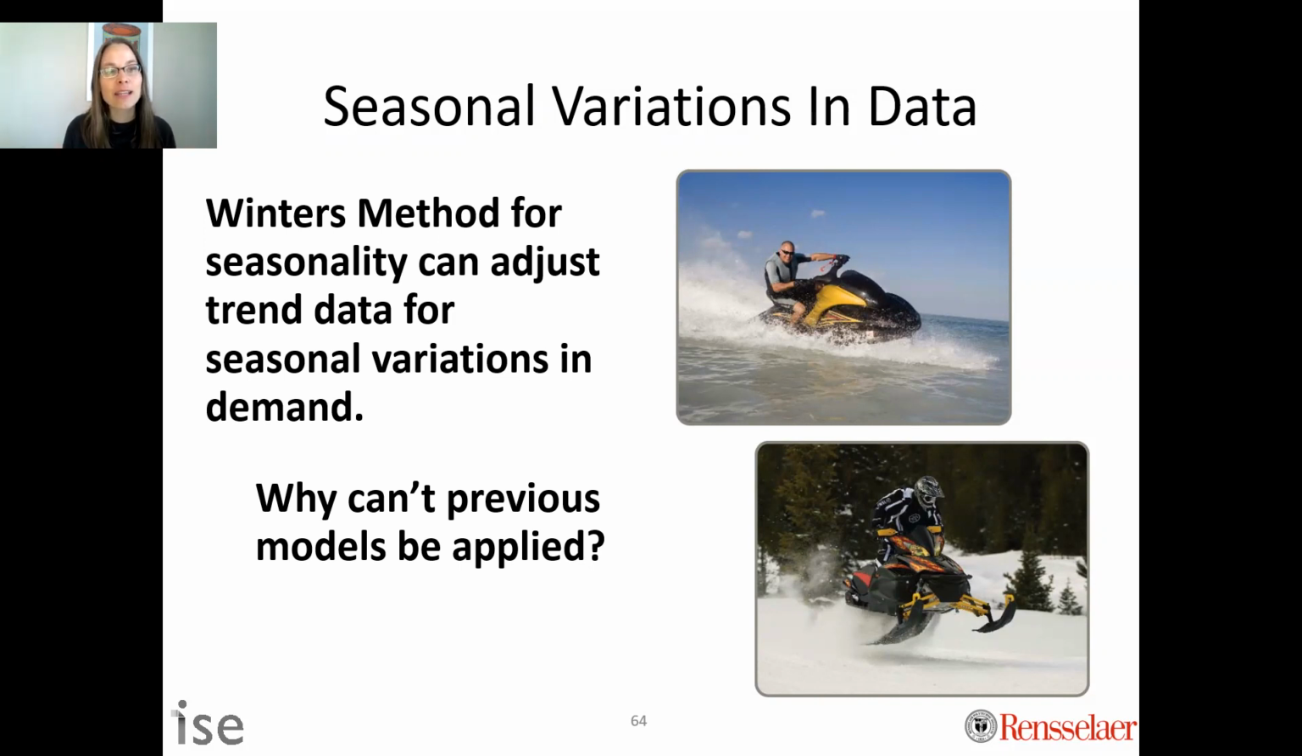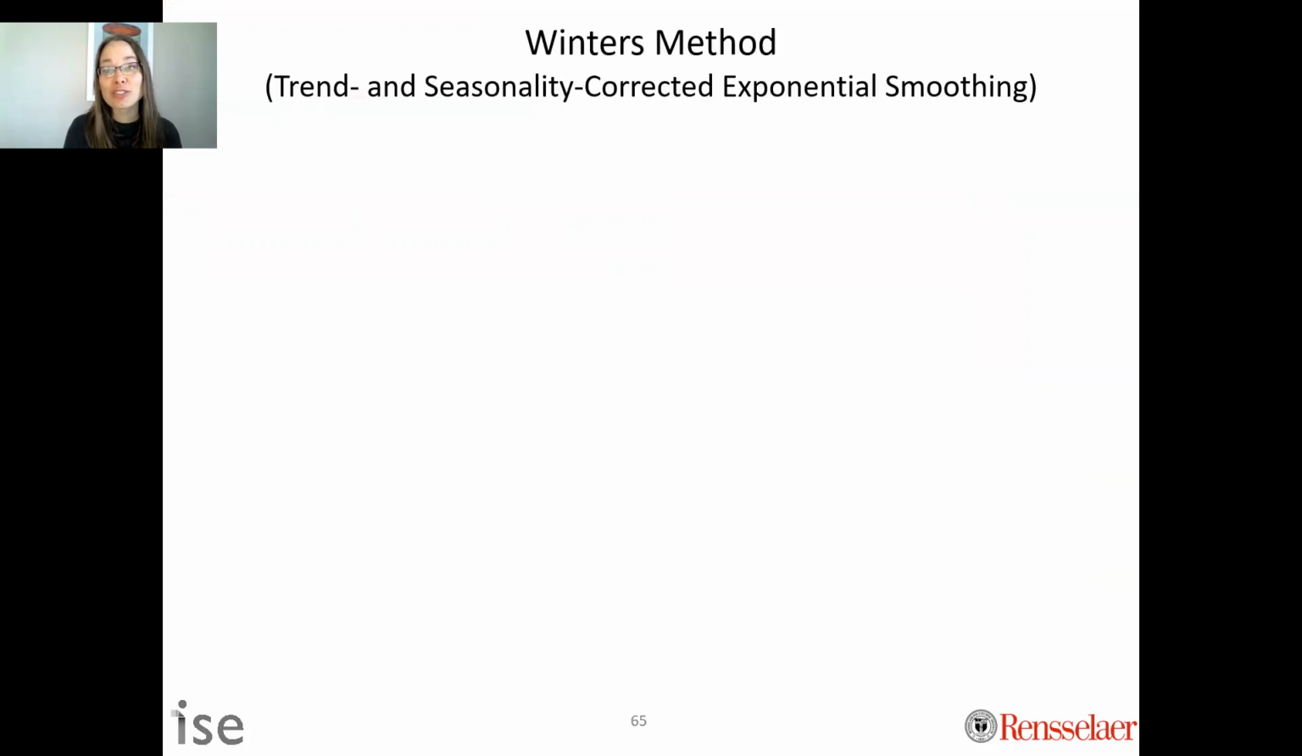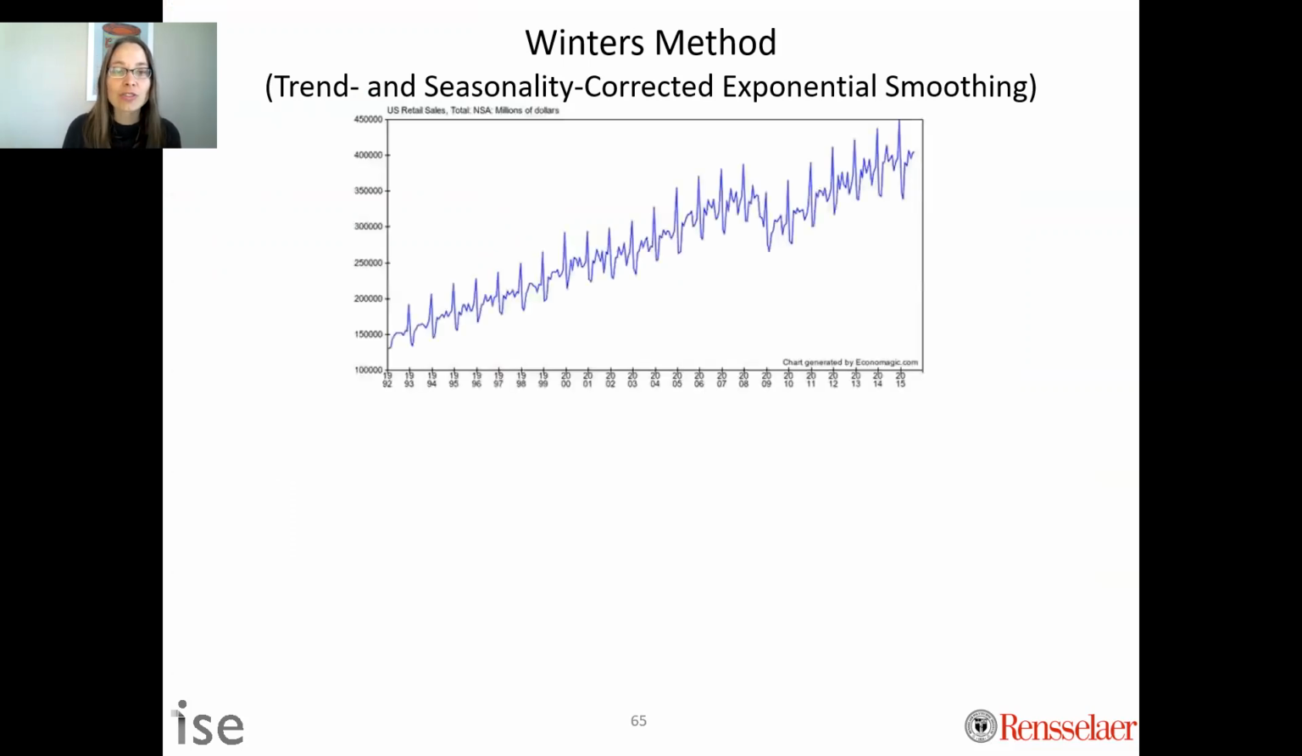And so we need to fundamentally capture the fact that there is seasonality. November and December are high, January is low. And so we need to adjust what we predict in the future to accommodate that, so that we don't over or undershoot things thinking they're permanent when they're just a seasonal impact. And so what we're going to use is what's called Winter's method, which captures trend and seasonality corrected exponential smoothing.